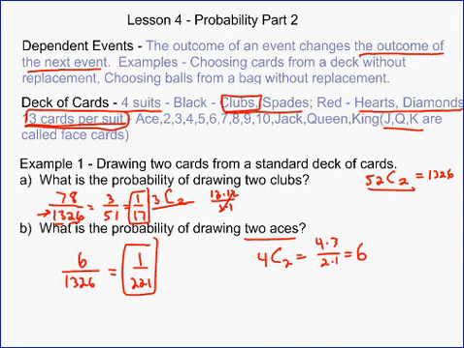Now what you might notice is that's going to be the same probability of drawing 2 twos or 2 threes. So the math would be the exact same because there are 4 twos, 4 threes, 4 fours. All those would be the same. So the probability of getting what's called a pair when you're playing cards is always going to be, if you just draw 2 cards out, 1 out of 221.